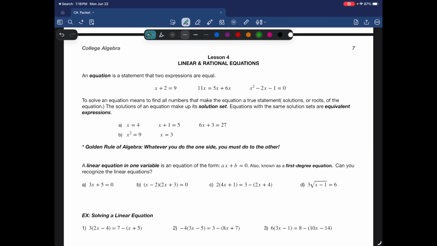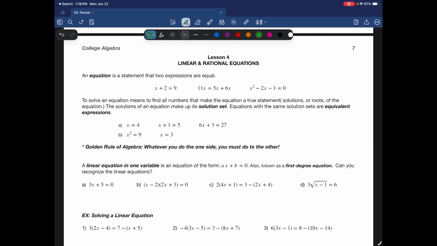An equation is a statement that sets two expressions, which we've already talked about in previous sections, equal. So you have x plus 2 equals 9, 11x plus 5x plus 6x, and so on and so forth. Those are examples of equations. To solve an equation means to find all numbers that make that equation a true statement, which can be referred to as solutions or roots of the equation. The solutions of an equation make up its solution set.